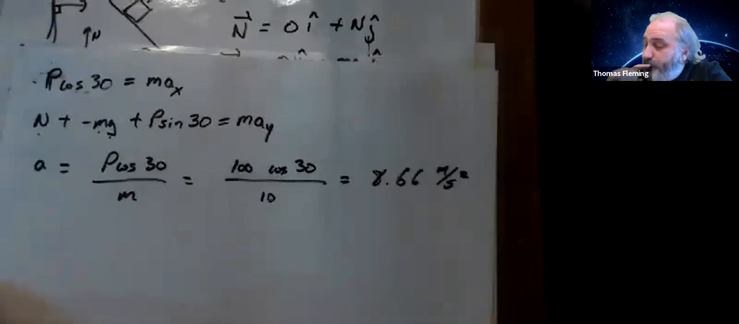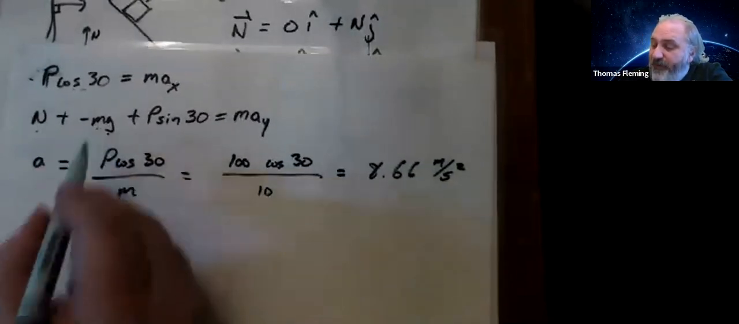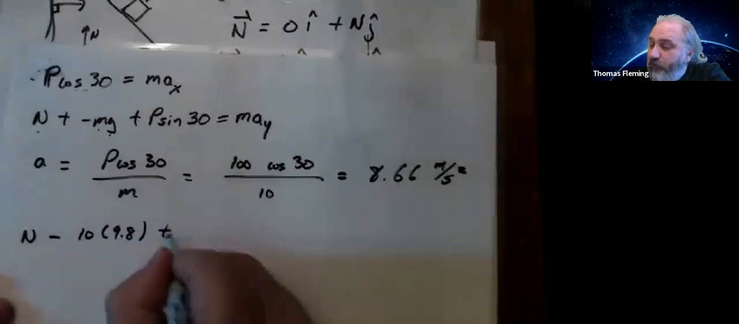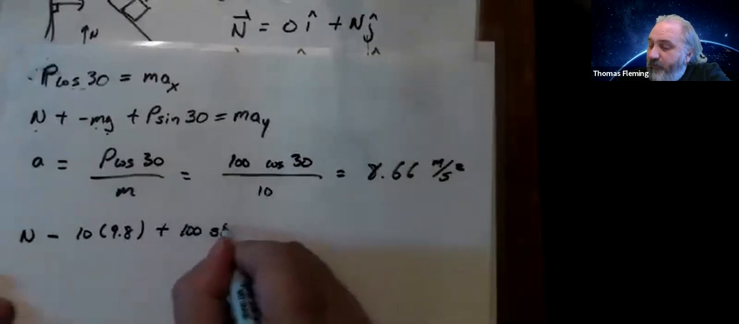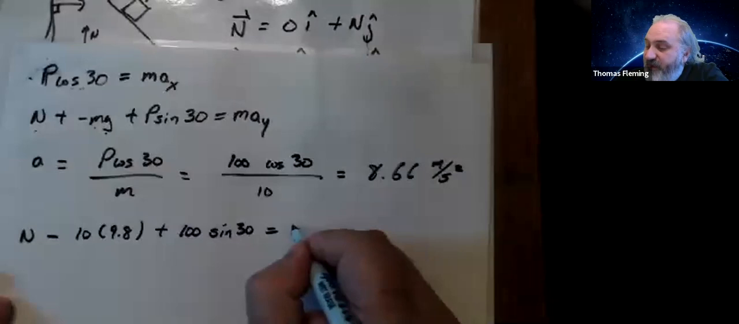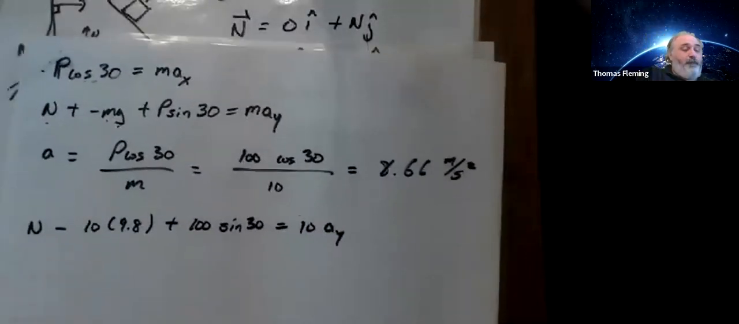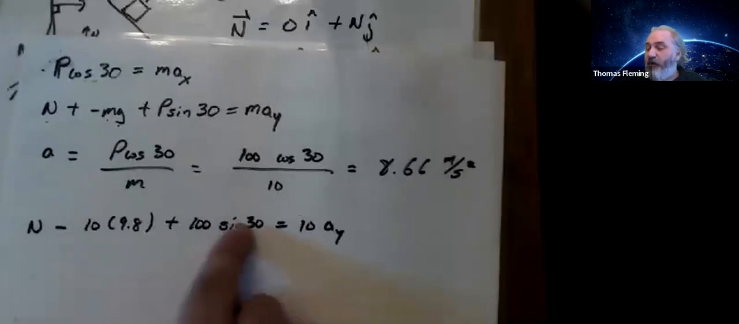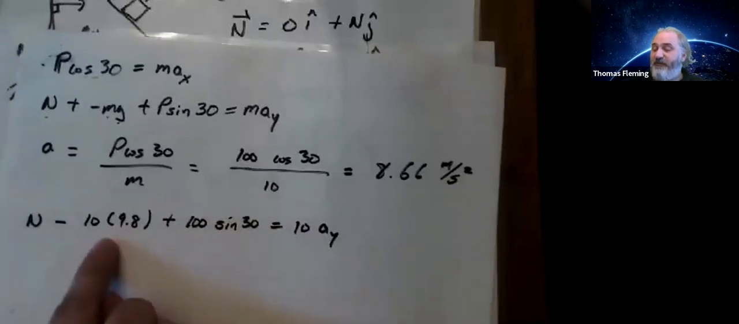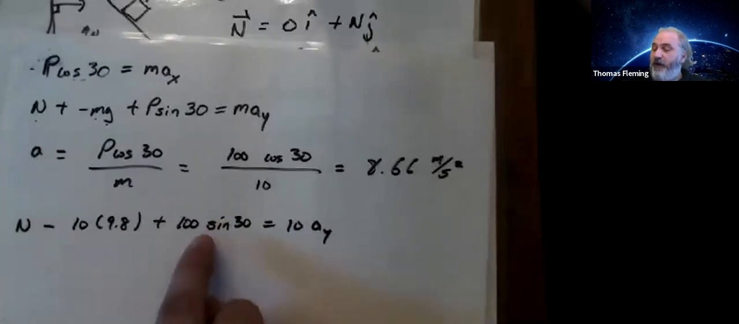However, let's think this through. I've got N minus M, that's 10 times 9.8 plus 100 times the sine of 30 equals the mass, which is still 10 times whatever the acceleration is. Now, the parts that I have numbers for, I can crunch really quickly. So this is 98, and it's negative. And then this is 100 times the sine of 30.